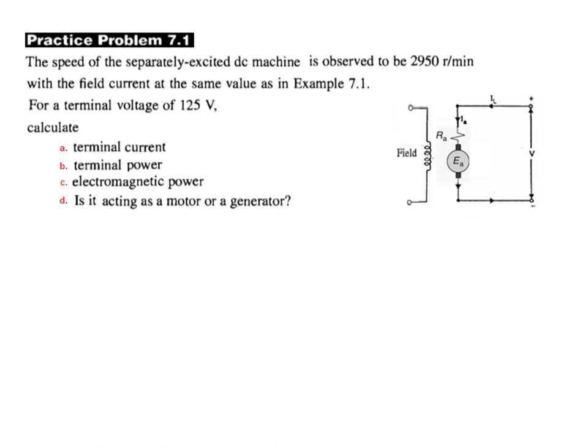Okay, let's solve the practice problem. The speed here is now reduced to 2950. From the previous example, it was 3000 RPM. And the field current is the same, no change. The terminal voltage here is 125 volt. So we have to find terminal current, terminal power, electromagnetic power, and we have to find if the machine is acting as a motor or a generator.